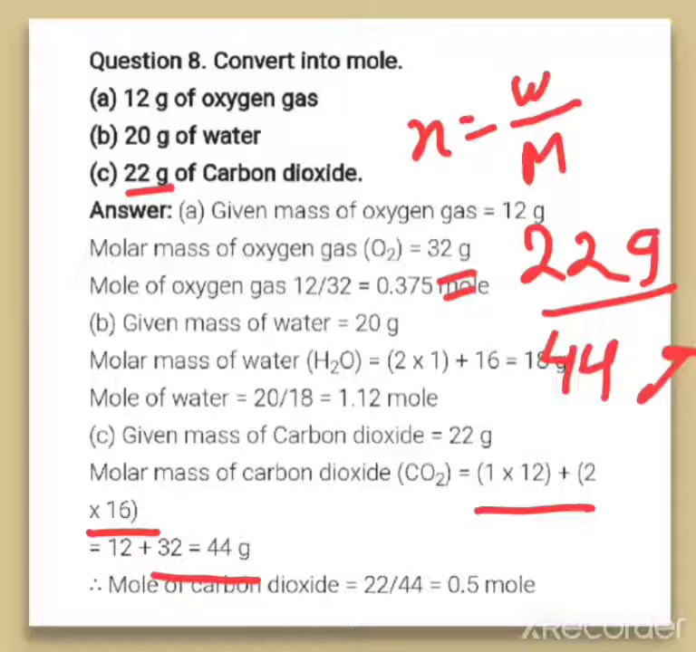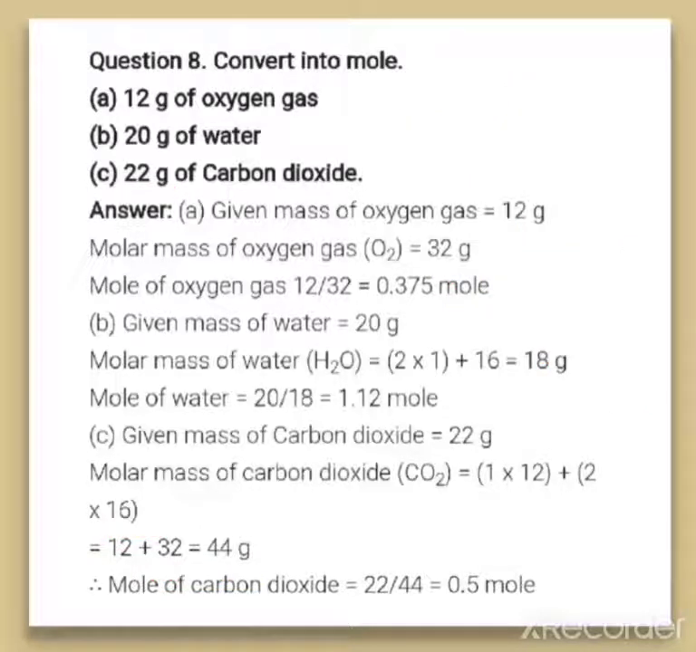So when you solve this one, that is 22 divided by 44, we will be getting the value 0.5 mole. So this is the correct answer: the number of moles in 22 gram of carbon dioxide is 0.5 mole.